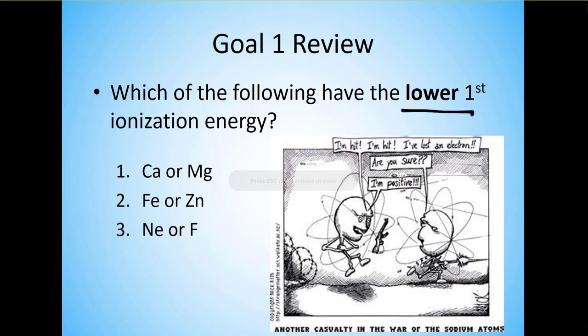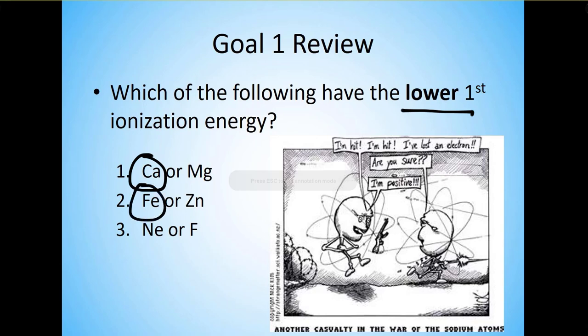Okay, we're back. So looking at the periodic table, we find that the lower first ionization energies are going to be closer to where the metals are. So more on the left-hand side of the periodic table or on the bottom of the periodic table. So we have calcium and magnesium, and calcium is lower than magnesium, so this would have the lower first ionization energy. Looking at number 2, we have iron and zinc. Iron is closer to the left-hand side, where the low ionization energy is. So that is the low one.